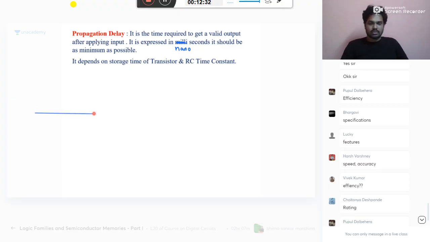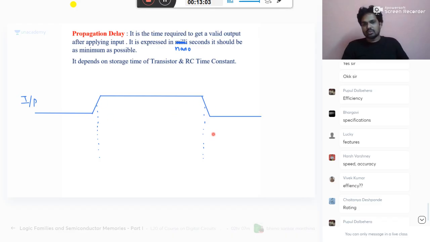For example, your input is like this. It changed from 0 to 1, and again like this, it changed from 1 to 0. So this is your input. You have applied this kind of input to which gate? An inverter, for example. Then when it changes from 0 to 1, the output should change from 1 to 0. When it changes from 1 to 0, it should change from 0 to 1.